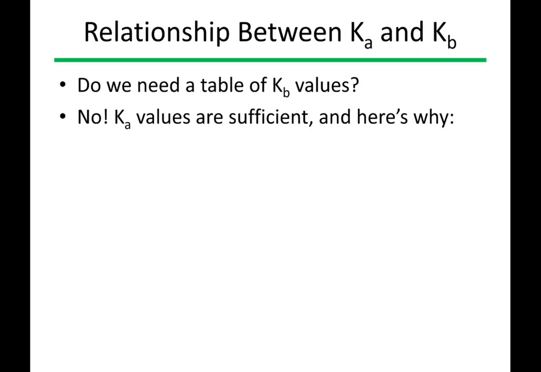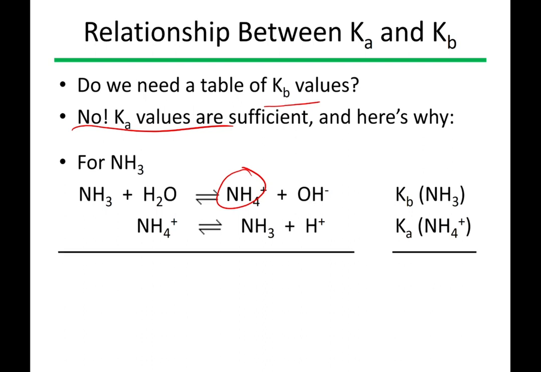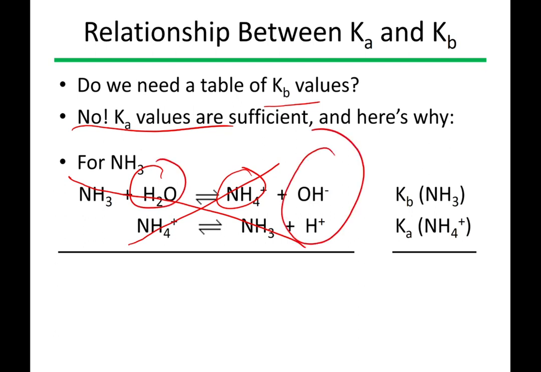So we have that table of Ka values. Do we need a table of Kb values? No, we do not. The Ka values are enough to find out, and here's an example of why. Let's look at NH3. Here's our reaction for NH3. We can have a Kb for the NH3 from this equation. If we looked up its conjugate acid on that table, we could find a Ka for that conjugate acid. You'll note if we add these two equations together, since it's the base and its conjugate acid, those are going to cancel out on both sides of the equations, and we're left with water, OH minus, and H plus.